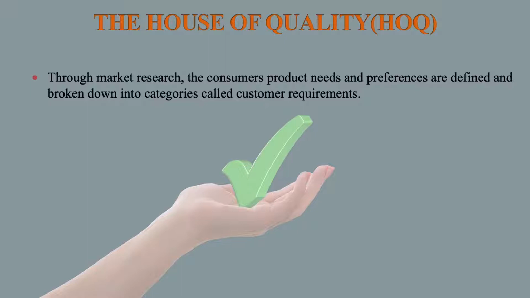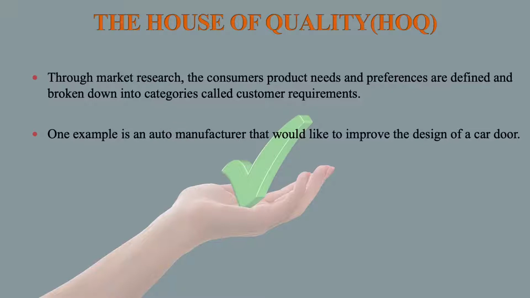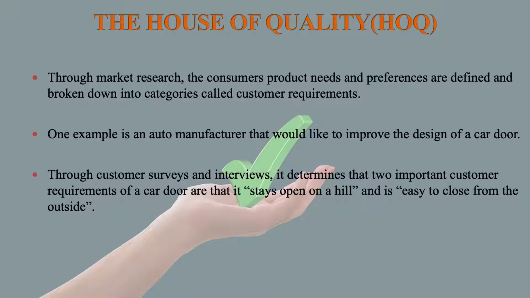superior quality. Through market research, the consumers' product needs and preferences are defined and broken down into categories called customer requirements. One example is an auto manufacturer that would like to improve the design of a car door. Through customer surveys and interviews, it determines that 2 important customer requirements of a car door are that it stays open on a hill and is easy to close from the outside. So these are the customer requirements for a car door.